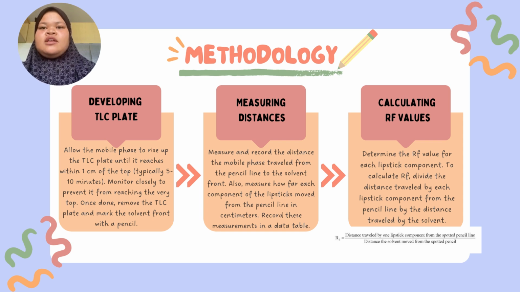Step 11. Measuring distance. Measure and record the distance the mobile phase traveled from the pencil line to the solvent front. Also, measure how far each component of the lipstick moved from the pencil line in centimeters. Record this measurement in a data table. And lastly, calculating RF values. Determine the RF value for each lipstick component. To calculate RF, divide the distance traveled by each lipstick component from the pencil line by the distance traveled by the solvent.